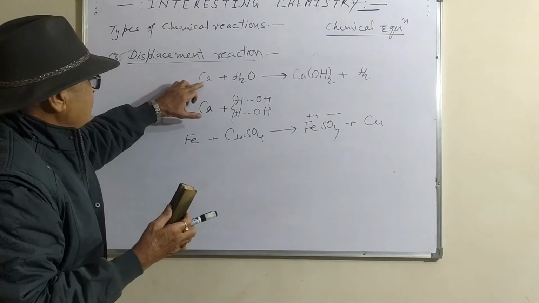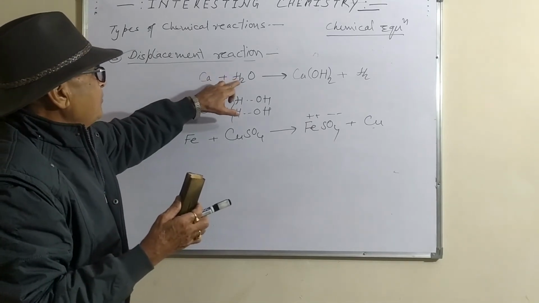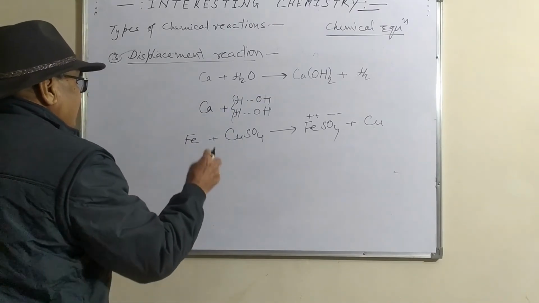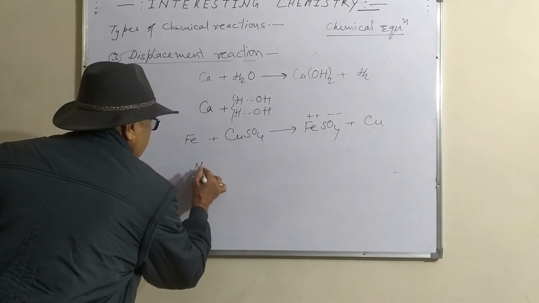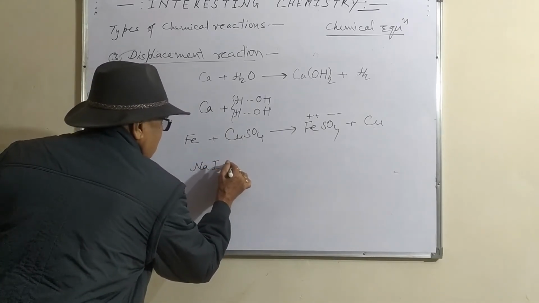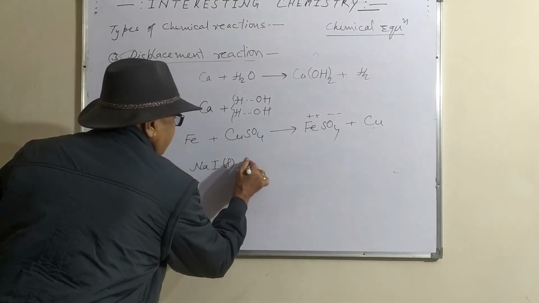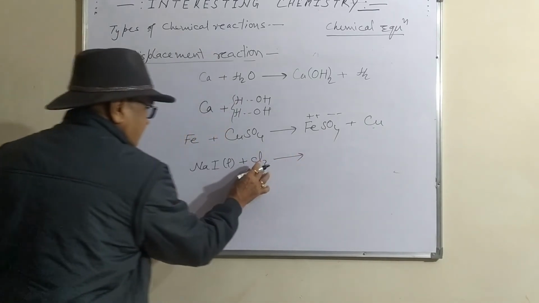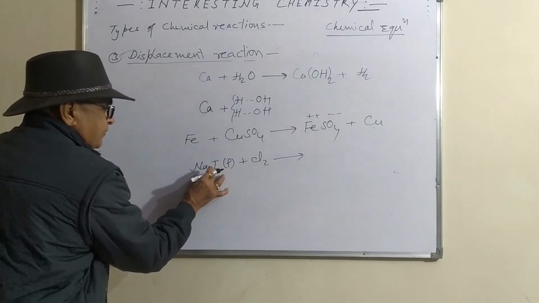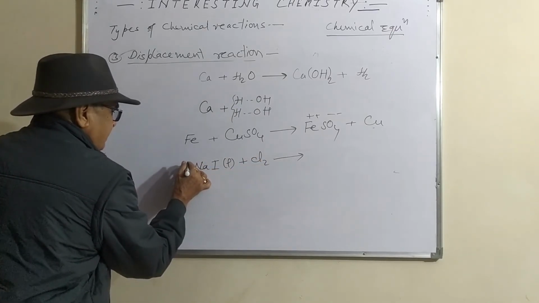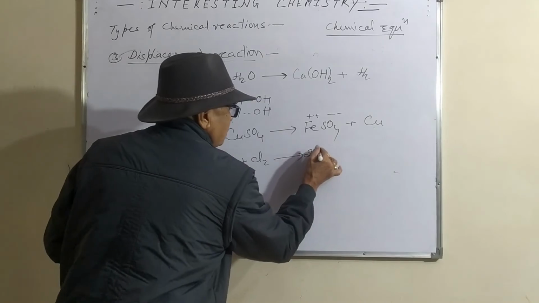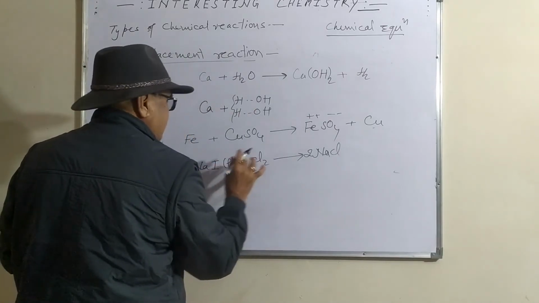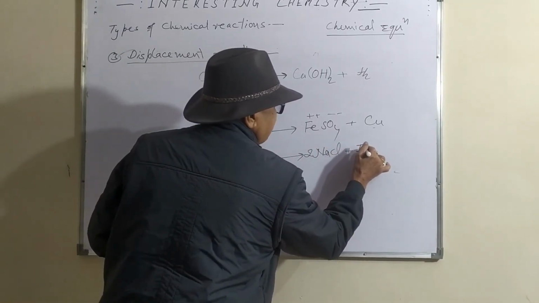Suppose it is positive, so it will replace the positive part of the reactant, and if it is negative, suppose it is a sodium iodide solution, liquid form. When chlorine gas is added, it will replace the iodine. So here are 2 chlorines, 2 iodine. So here you can write 2NaCl plus I2. This is the reaction.